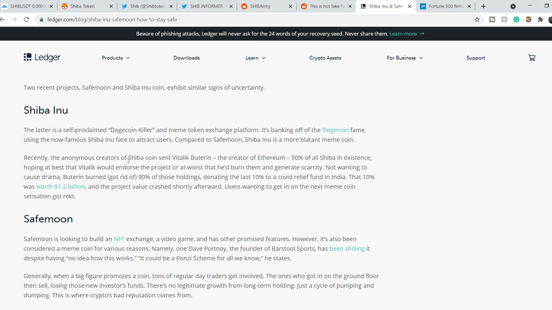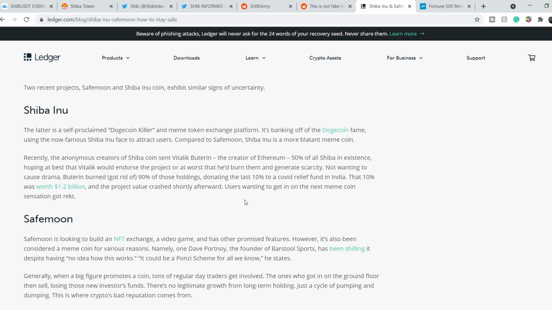Recently, the anonymous creators of Shiba coin sent Vitalik Buterin, the creator of Ethereum, 50% of all Shiba in existence, hoping at best that Vitalik would endorse the project, or at worst that he'd burn them to generate scarcity. And yes, this is a 100% legit fact. Not wanting to cause drama, Buterin got rid of 90% of those holdings, donating the last 10% to a COVID relief fund in India. That 10% was worth $1.2 billion, and the project value crashed shortly afterward. Users wanting to get in on the next meme coin sensation got wrecked.